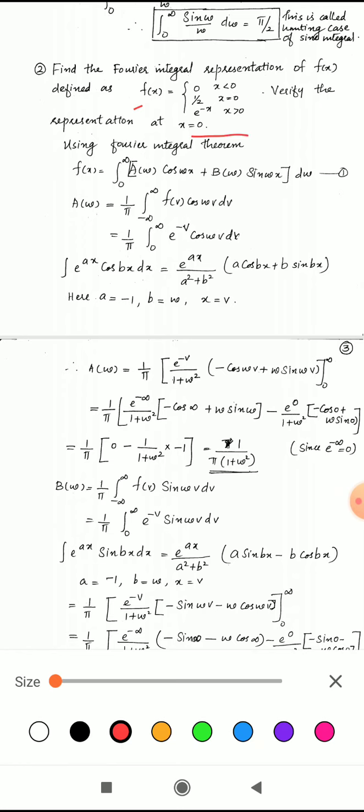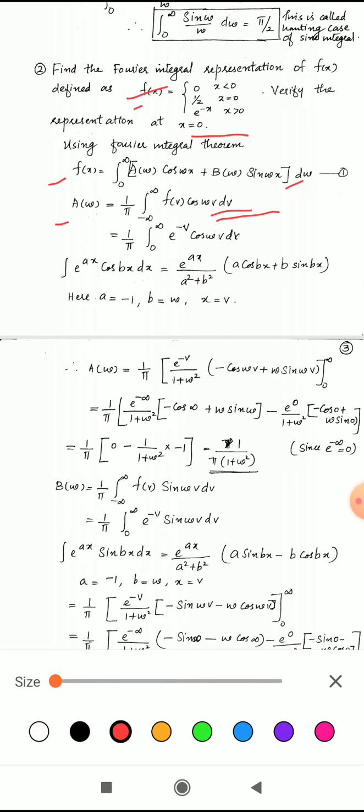So the first question is to find the Fourier integral representation of the function f(x). First write the equation: f(x) equals the integral from 0 to infinity of a(omega) cos omega x plus b(omega) sin omega x d omega, where a(omega) equals 1/pi times the integral from minus infinity to infinity of f(v) cos omega v dv. Here the interval is minus infinity to infinity.